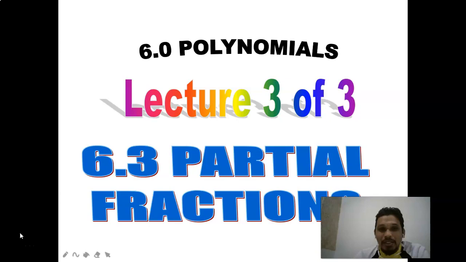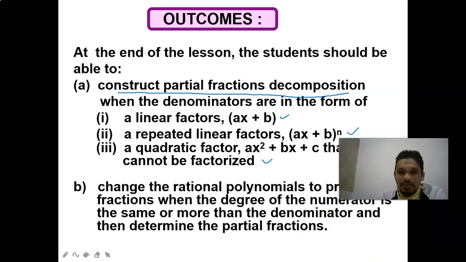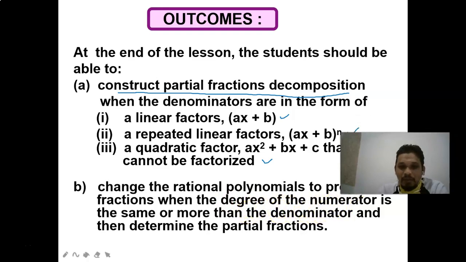So as you see on the screen here now, we are now in lecture 3 of 3, the last final part for topic 6, polynomials, partial fractions. Students should be able to construct partial fractions decomposition. So we have linear factors, repeated linear factors, and a quadratic that cannot be factorized. Also, change the rational polynomial to a proper fraction, where the degree of the numerator is the same or more than the denominator of the partial fractions.